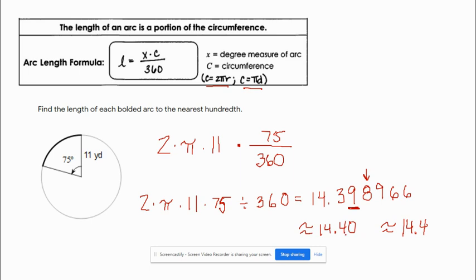If they're really critical, you always want to put that 0, even though it's not necessary, because if they're saying they want it rounded to the hundredth, a lot of people want to see that place value represented. All right, so that's all there was to that one.